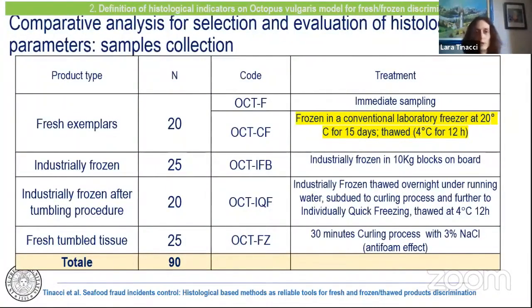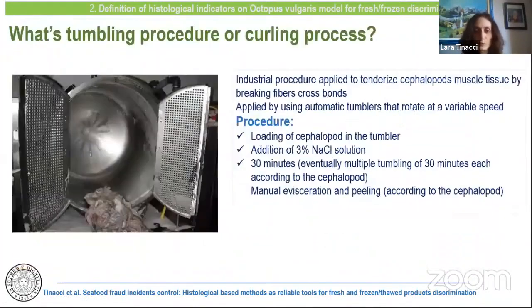Going straight and quickly to the comparative analysis, it was conducted similarly to the one on Merluccius. So we sampled both fresh exemplars and frozen exemplars, and we prepared ourselves the experimental frozen samples, mimicking the domestic freezing of the product. Differently from the other, you can find two different categories that are represented by the industrial frozen after tumbling procedure and fresh tumbled tissue. So what is tumbling? Because maybe you are not familiar with this procedure.